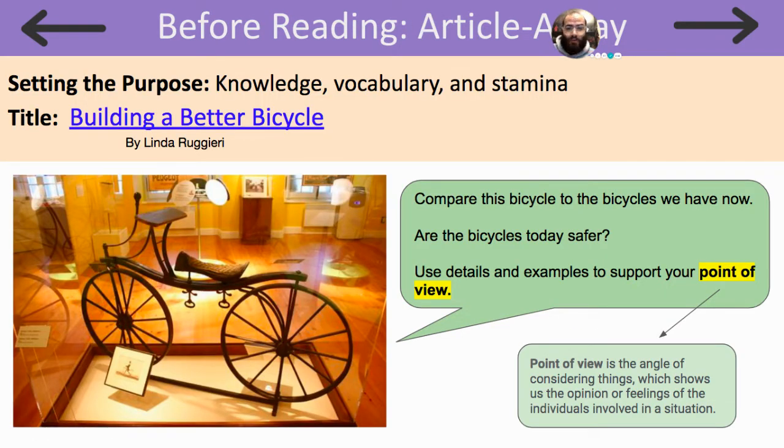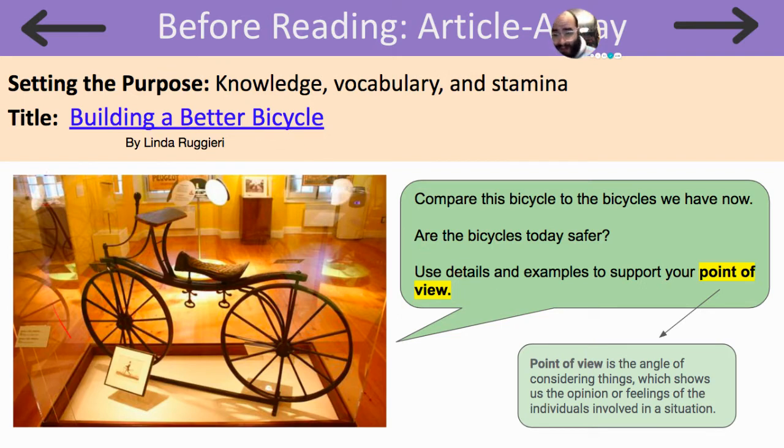Now let's get started with our article a day. Today's article is titled, Building a Better Bicycle. Look at the bicycle on the left here. Compare this bicycle to the bicycles we have now. Are the bicycles today safer? Use details and examples to support your point of view. And when I'm talking about a point of view, what I'm saying is it's your angle of considering things, which shows us the opinion or feelings of the individuals involved in the situation.